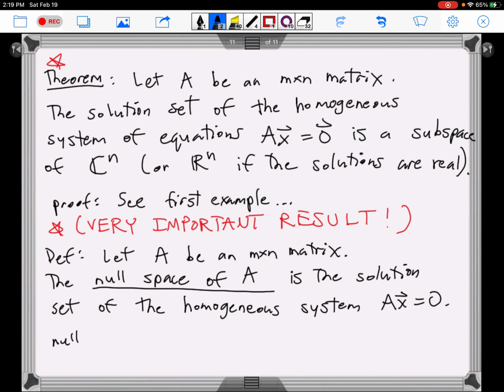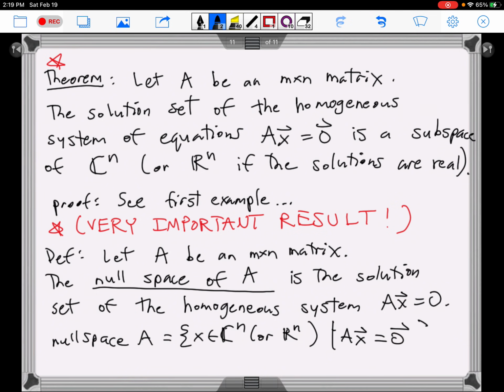So another way to define it is like this. The null space of A is equal to the set of all x in C^n or R^n. It just depends on whether the solutions are real or not, but certainly they live in C^n no matter what, such that Ax is equal to 0. Okay, that's how you define the null space.